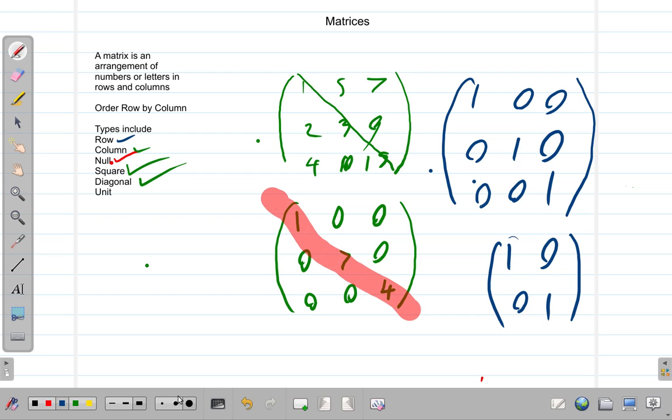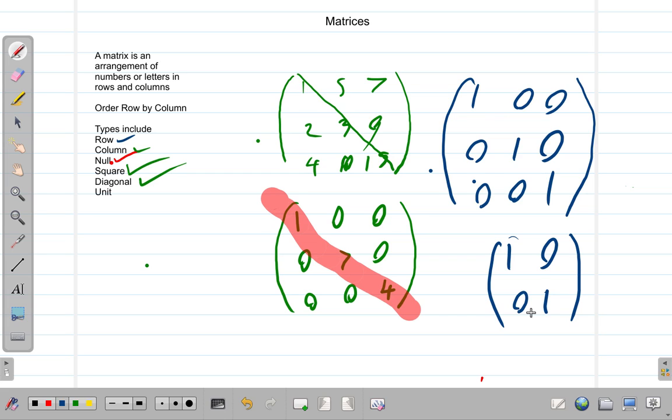If you change this to 2, it's no longer a unit matrix. It's a diagonal matrix, but not a unit matrix. But if you change it back to 1, it is not only a diagonal matrix, but a unit matrix as well. So, in that case, you have the unit matrix.